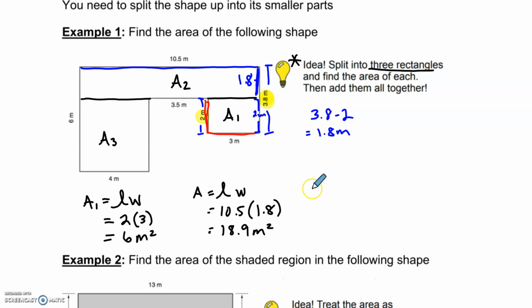All right, now I have to calculate Area 3. It's still a rectangle, so I'm going to do length times width.